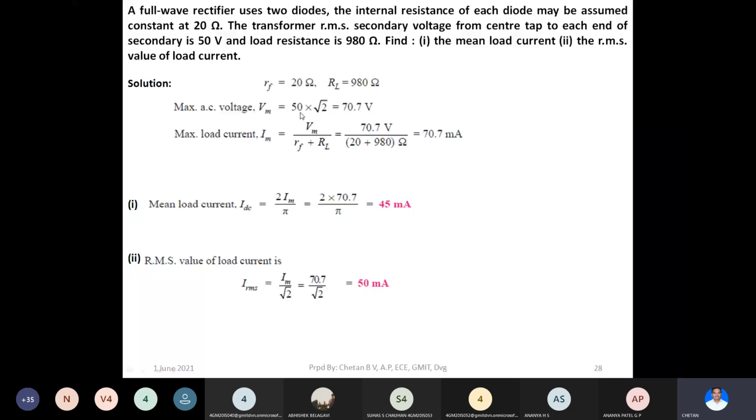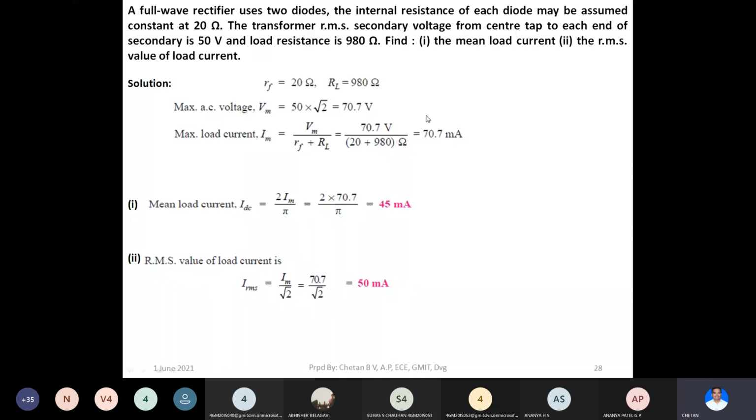That is 70.7. Next, maximum load current. Using this, you can find out maximum load current. IM will be equal to VM by RF plus RL. So VM is 70.7 divided by RF plus RL, which is 20 plus 980. You will get around 70.7 milliampere for this maximum load current.